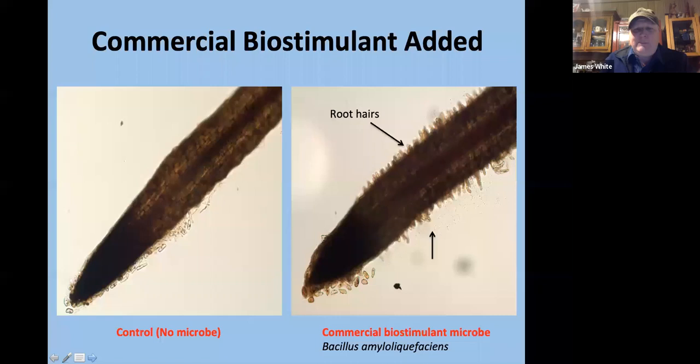And most of these biostimulants have mixtures of microbes. And so some are better than others. Some of the microbes work good and some of them don't, depending on what plant you have. This actually is the control, no microbes. You can see the celery has no root hairs here.